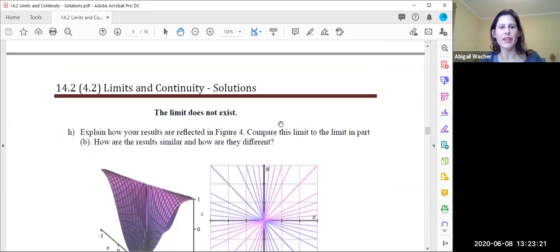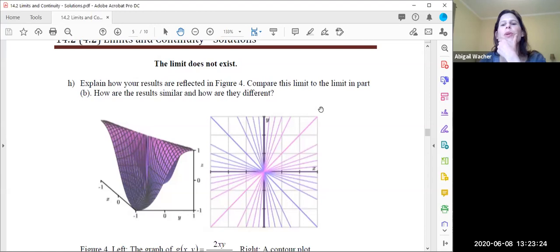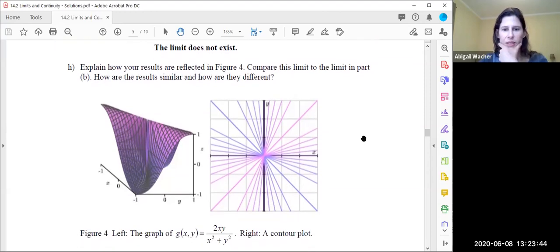Okay. Now explain how your results are reflected in figure 4. Compare this limit to the limit in part B. Part B was a function in one variable, and we saw that the limits did not exist. Now, when I look at this picture, I have to be honest, at least the one on the left, I am not seeing it. I'm a very visual type person, and yes, of course, this is very visual. Anything written is visual. We can see something, but I'm not getting that the limit doesn't exist from this picture.